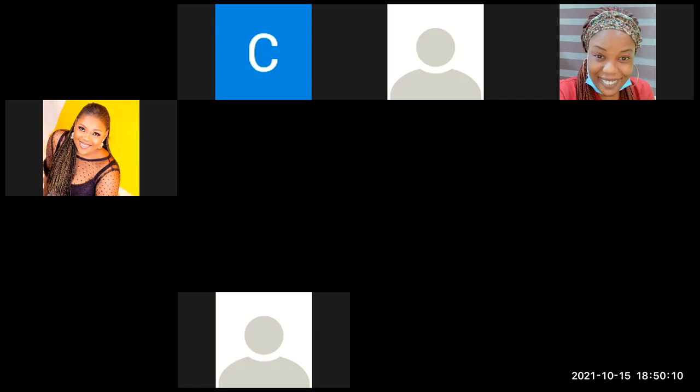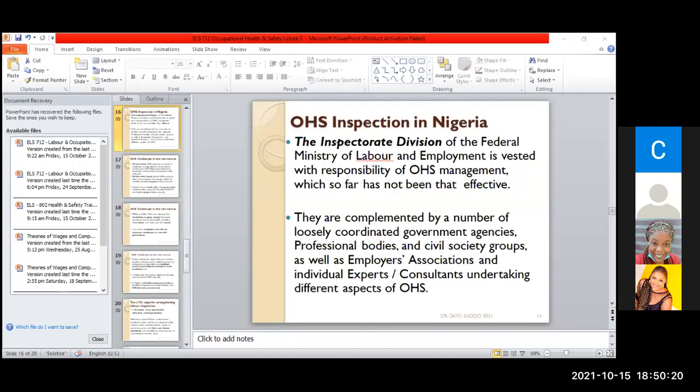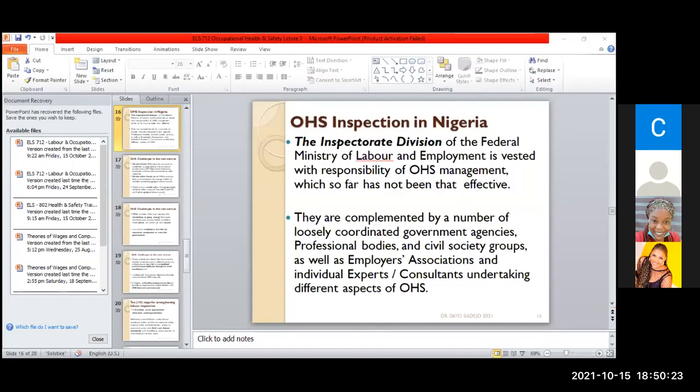Hello. Hello, sir. I can hear you. Sorry for that. It's a network issue. I will continue from where I stopped, please. So let's see how far we can cover. We're almost there. As I've said, in Nigeria, we have the role of occupational and safety inspection under the Inspectorate Division of the Federal Ministry of Labor and Employment. And I've mentioned that we have some other coordinating complementary bodies and agencies that help in this regard.